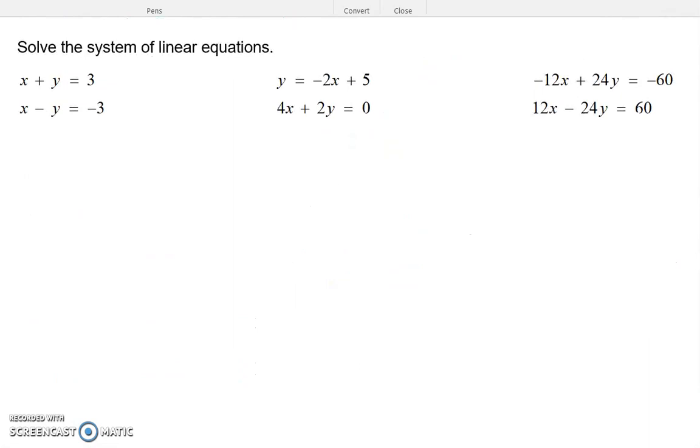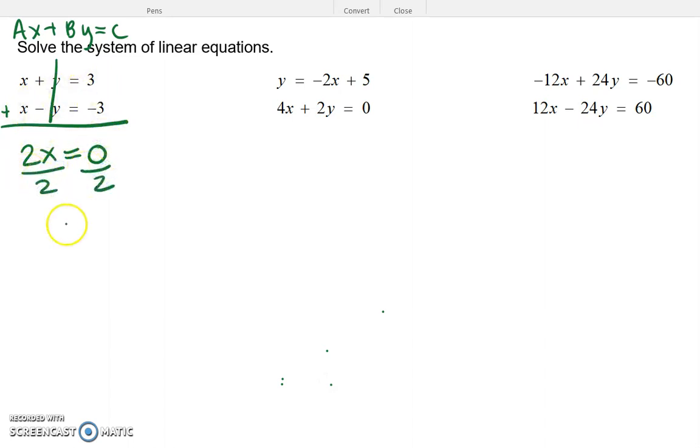All right, next page. This problem is absolutely set up to eliminate because it looks like standard form of ax plus by equals c. So go ahead and look for the one you could eliminate. I see a plus y and a minus y. Those cancel out, and you add up the rest. So x plus x is 2x, and 3 plus negative 3 is 0.